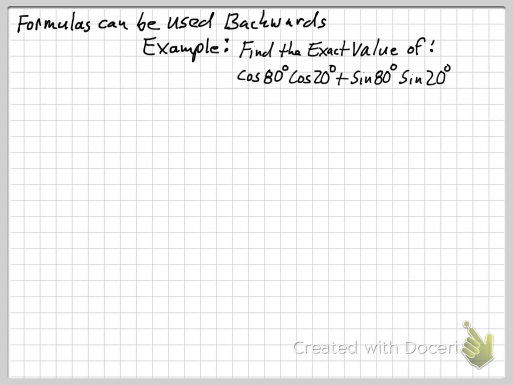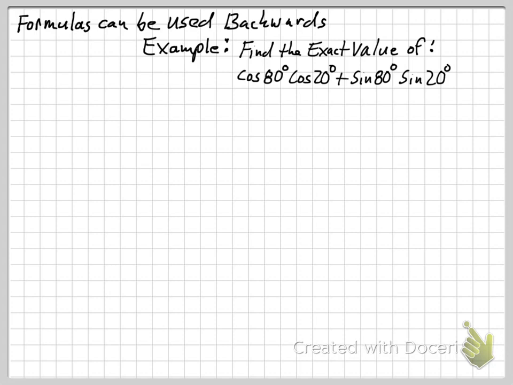Anyways, I just cut the video off halfway in this example. It's finding the exact value of this cosine expression. And you go, wow, that's really complicated and really messy, and 20 degrees and 80 degrees are not on the unit circle. All right, so what's the key here?